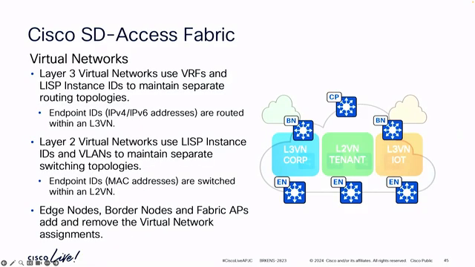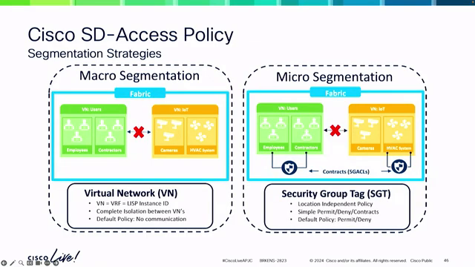pxGrid client. A little bit more about the SD-Access fabric, because when we are talking about fabric, it's mandatory to understand the macro segmentation. And here you can see virtual network. We are using LISP as our control plane, and LISP gives you VNID, and VNID essentially in the routing world maps to a VRF. Edge node, border node, and fabric.